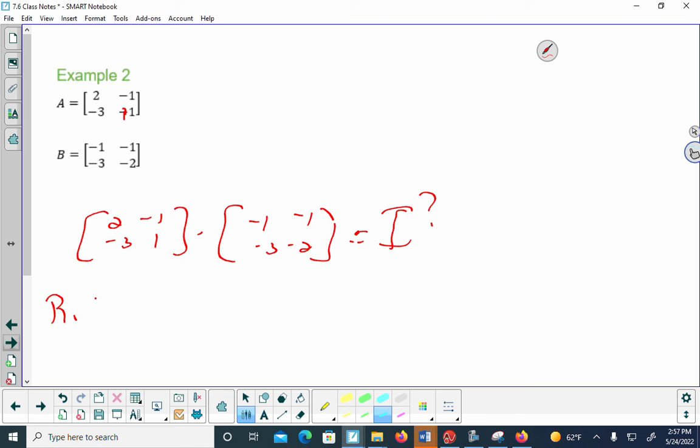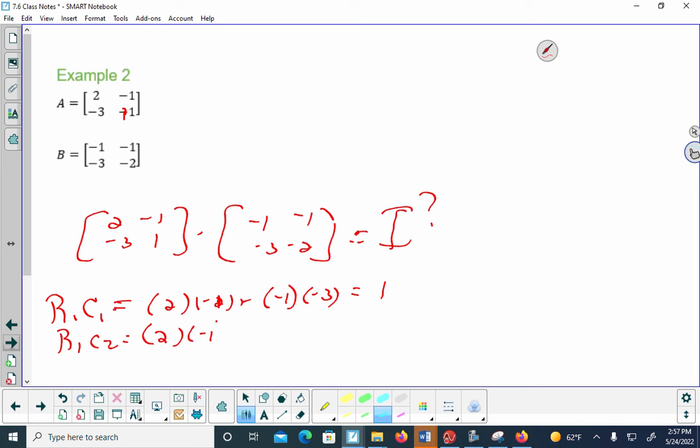So I'm going to go on row 1, column 1, and I'm going to have 2 times negative 2 plus negative 1 times negative 3. So this would be negative 4 plus 3, which is negative 1. Now I'm going to do row 1, column 2. So 2 times negative 1 plus negative 1 times negative 2. So this is negative 2 plus 2, which is 0.